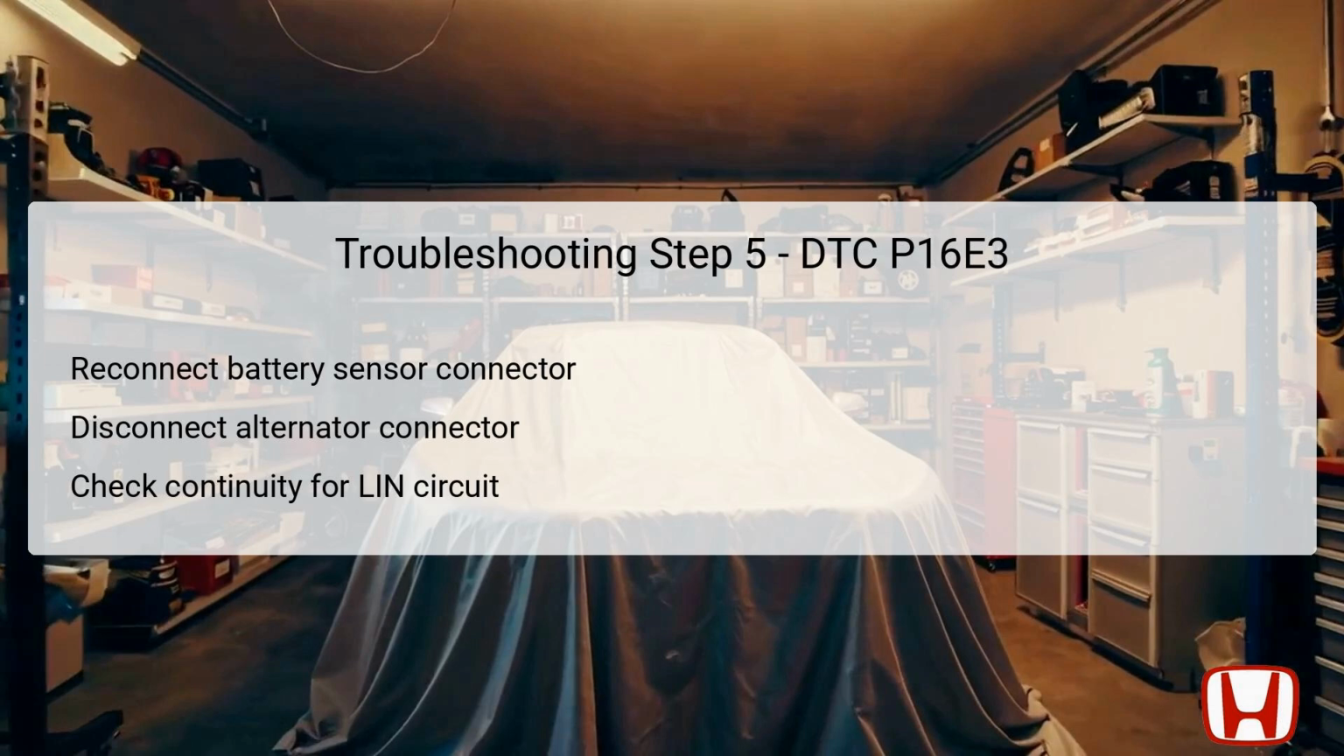Next, you will measure continuity between the alternator 1P connector terminal number 1 and body ground. This procedure is crucial as it identifies whether there is a break or issue in the LIN communication line coming from the alternator. If continuity is present, you may consider replacing the battery sensor, as this suggests the sensor is likely faulty and unable to communicate correctly with the PCM. Should continuity fail, the process leads you to subsequent checks to fully diagnose the problem.